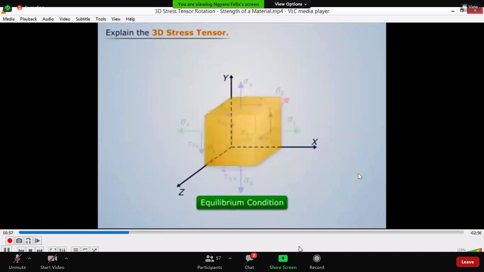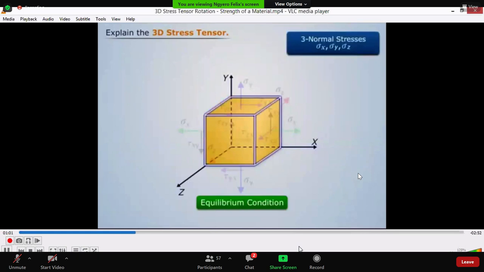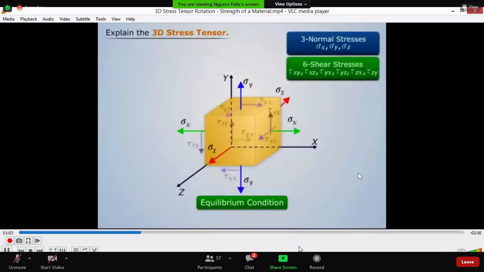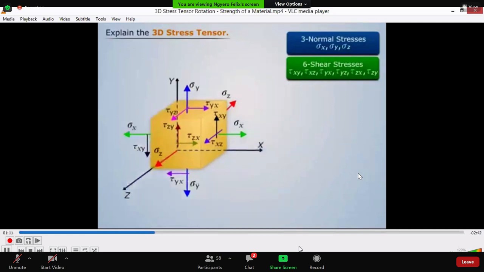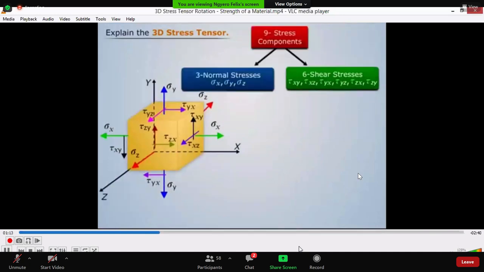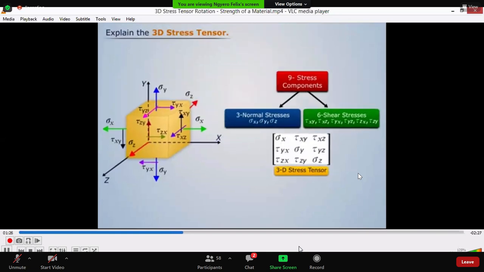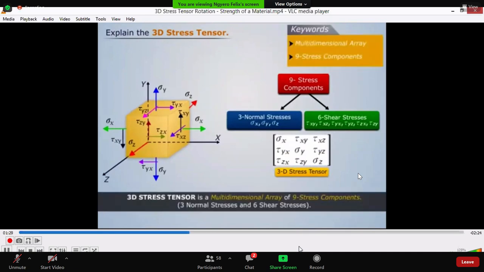Now the stress element is subjected to three different normal stresses and six different shear stresses. Thus, to define stress at any point in a three-dimensional space, we require nine components of stresses, which can be represented in the form of a multi-dimensional array. Such an array is termed a three-dimensional stress tensor. Thus, a three-dimensional stress tensor is a multi-dimensional array of nine stress components.